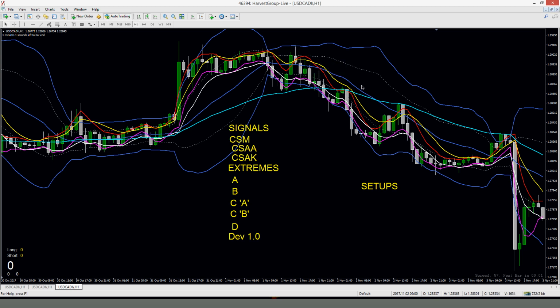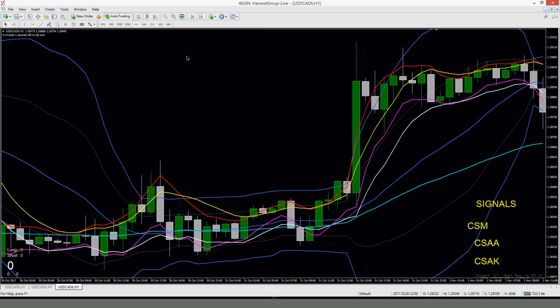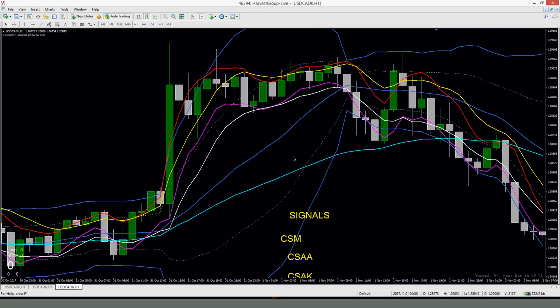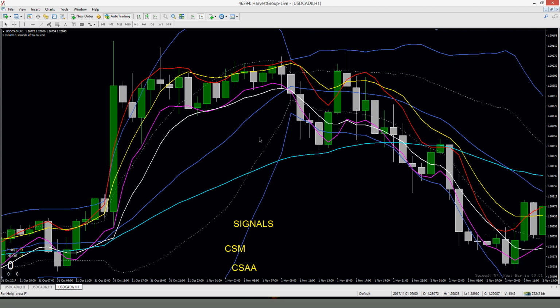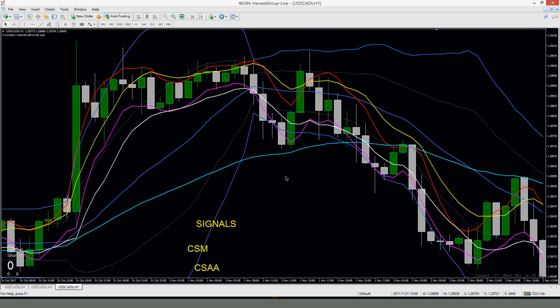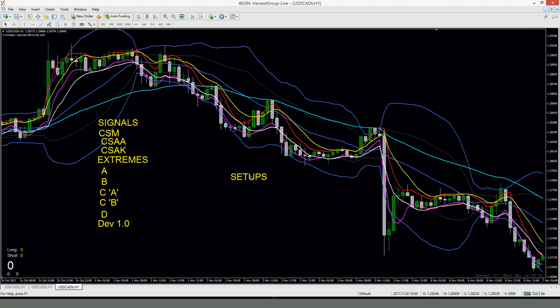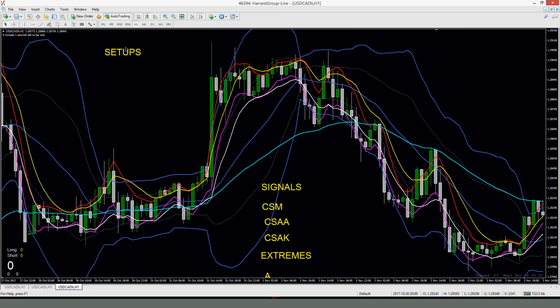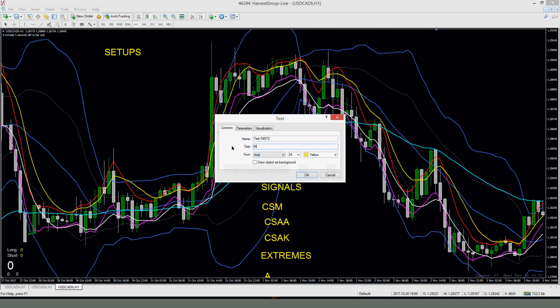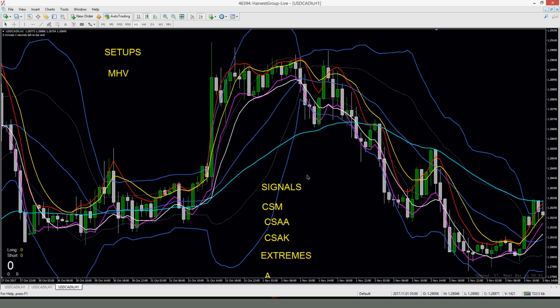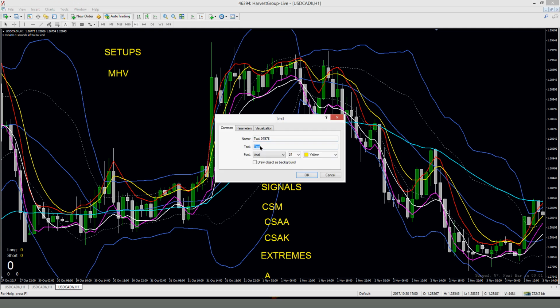Okay, so I think that was a quick intro to all the different types of extremes. So now let's move on to setups. So setups, there are two types of setups. The first one is obviously MHB, and the second one is re-entry.